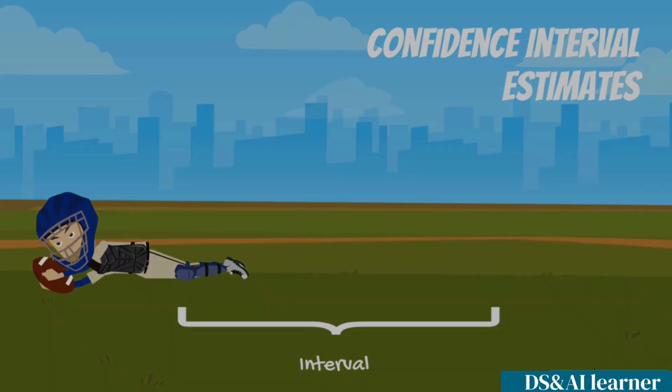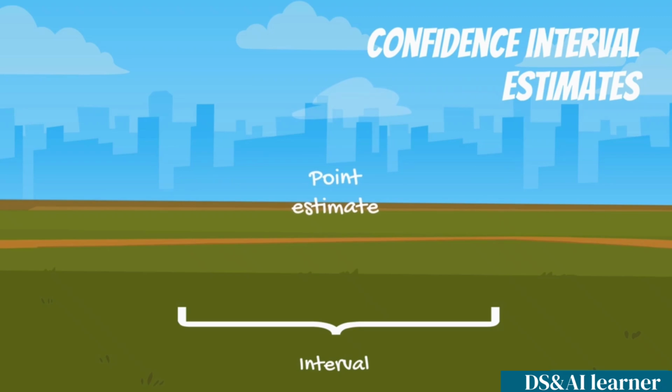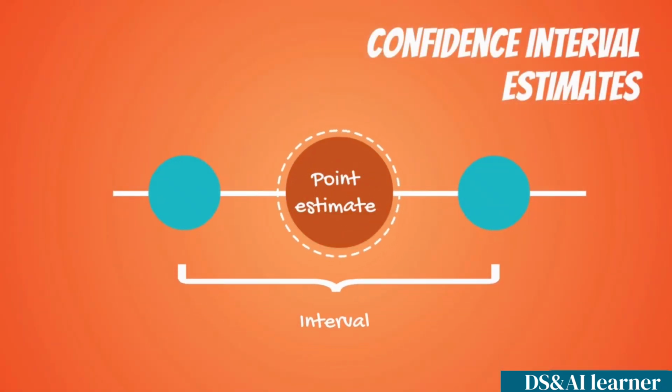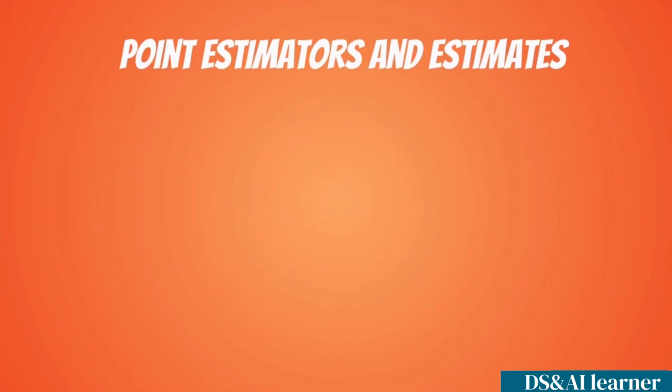The two are closely related. In fact, the point estimate is located exactly in the middle of the confidence interval. However, confidence intervals provide much more information and are preferred when making inferences. Don't worry, we will have a separate lesson dedicated to confidence intervals. All right. Have we seen estimates so far?